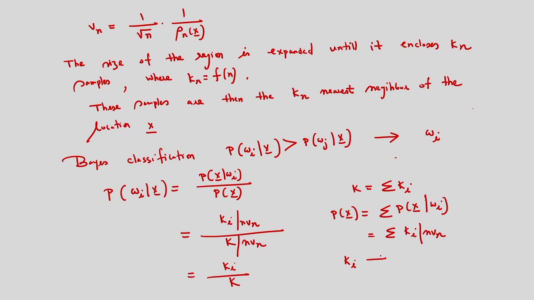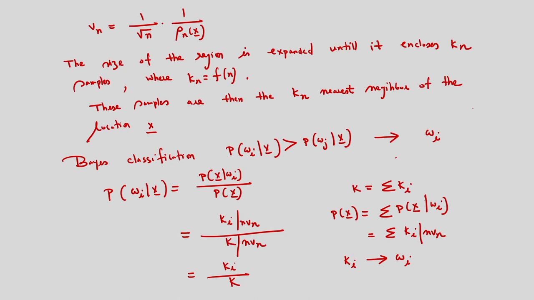So, k_i is the samples corresponding to the class omega_i, and how many samples are we considering? Total number of samples is k. So, for all the classes, if I do the summation of these k_i's, then I will get the total value k. So, k_i is the sample corresponding to the class omega_i.